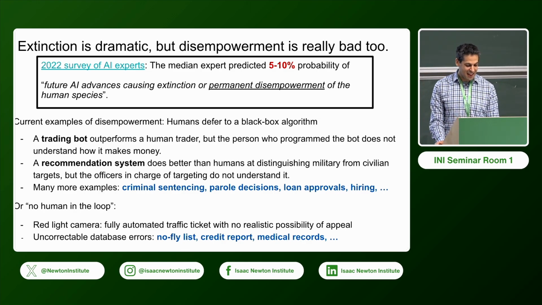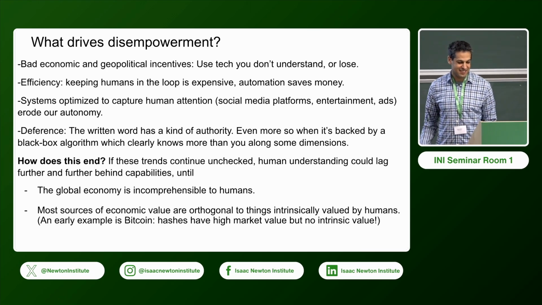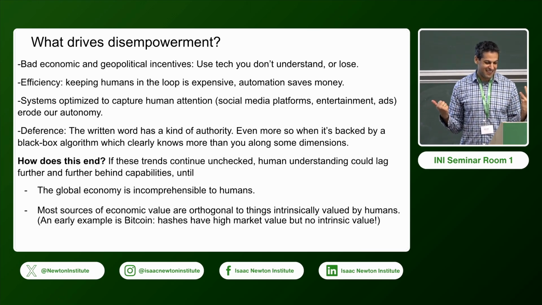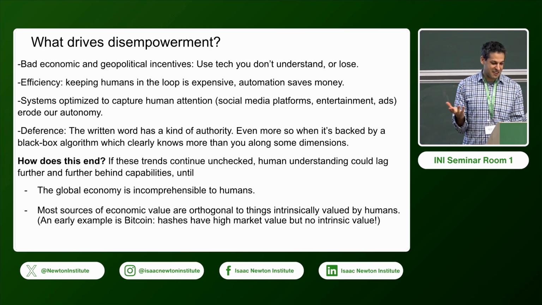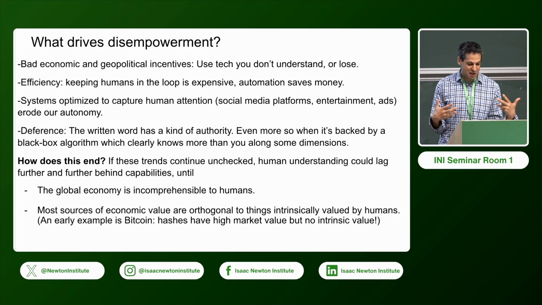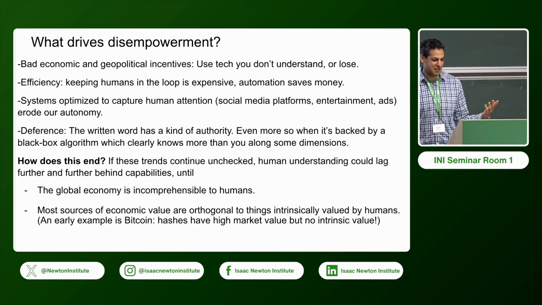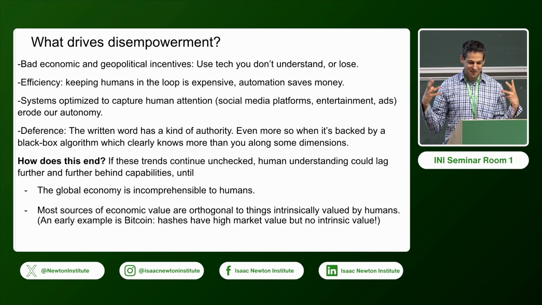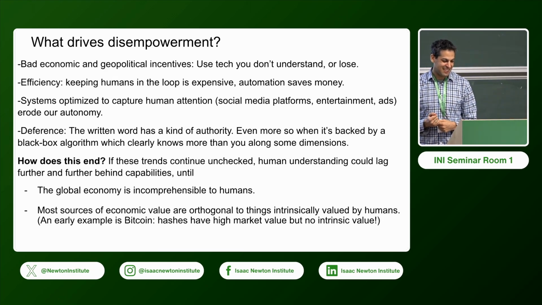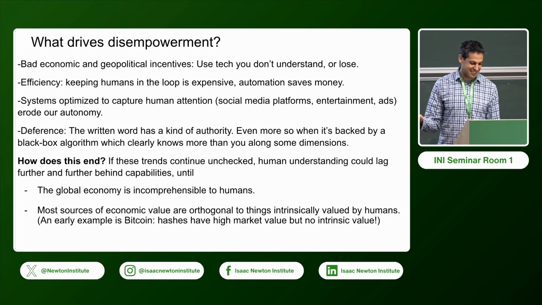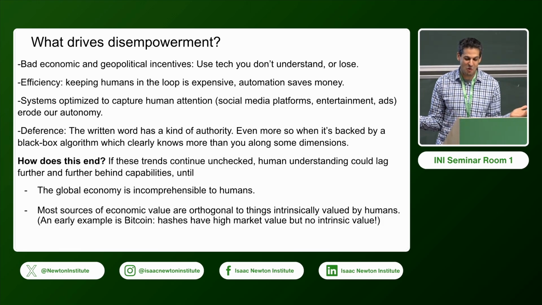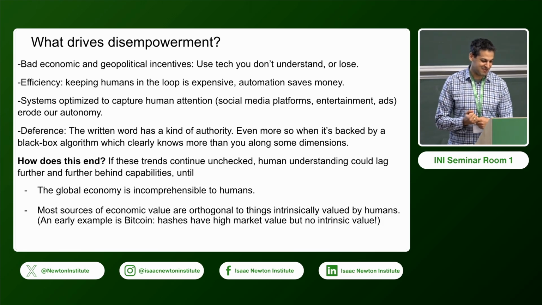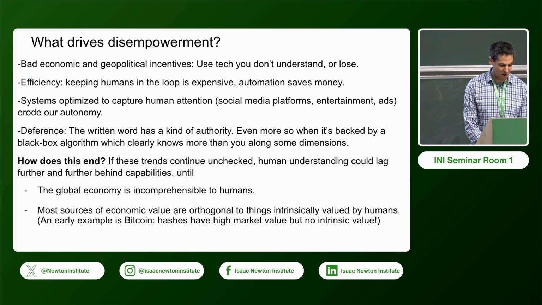There are many examples like this, and the incentives driving it are bad, because either you use technology you don't understand, or you could refrain from using it, but then your competitors will use it and outcompete you. And so as AI systems improve, there are bad incentives leading to deferring more and more to automated decision-making systems. And if you keep extrapolating that, one worry is that the global economy becomes more and more incomprehensible to humans, and we end up disempowered.